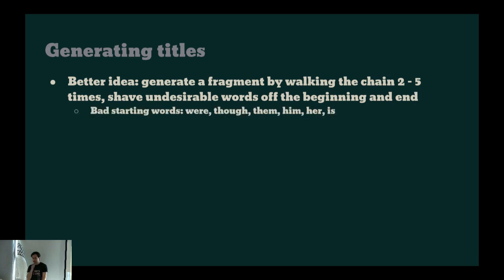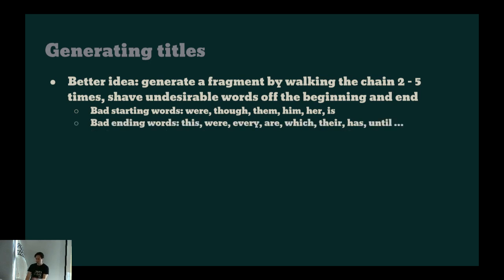Examples of undesirable starting words are things like "were," "though," "them," "him," pronouns and conjunctions. Some bad ending words are "this," "were," "every." And there are actually not too many. You keep a static list of about 30 words that you just shave off the start and end. And then you end up with a title like "at the foot of a sickly tree." That's actually a pretty interesting title, right? And it's just the bad title with "until" shaved off the end. So that method was a lot more productive.